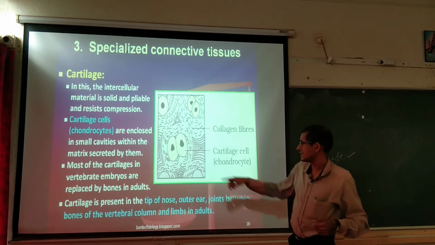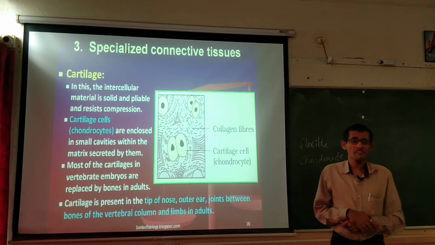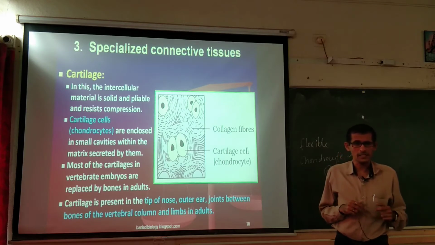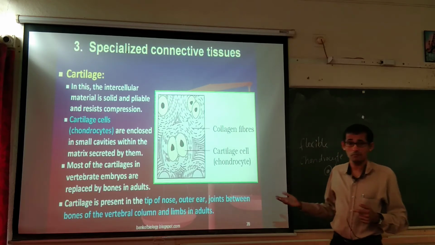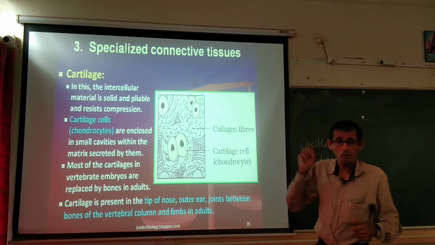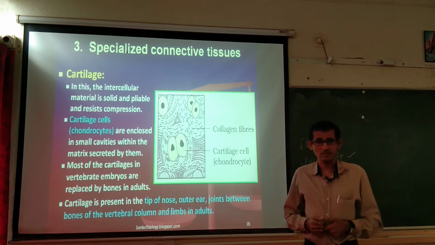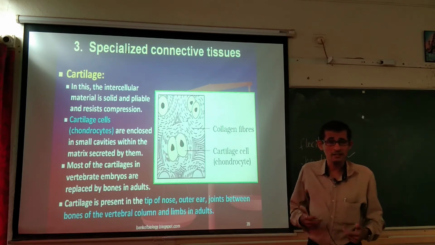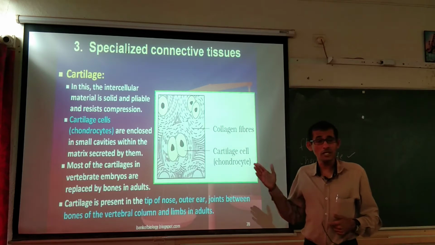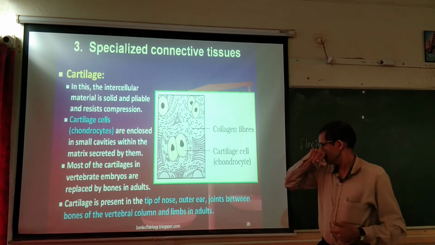Then most of the cartilages in vertebrate embryos are replaced by bones in adults. This is one of the modifications. As we all know, cartilage is flexible, isn't it? When comparing with bone, bone is hard, it is not flexible, but cartilage is flexible. And most of the cartilage in the embryonic stage, that is, during the development of one fetus, one baby, one organism, one animal, one chordate, is going to be replaced by bone in the majority of places in the body.